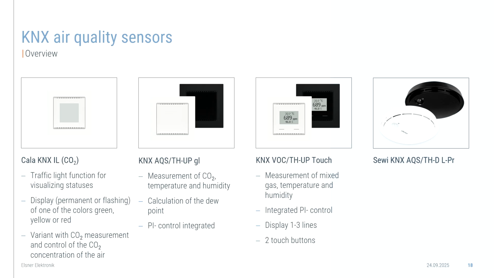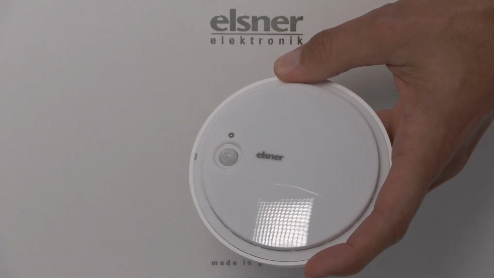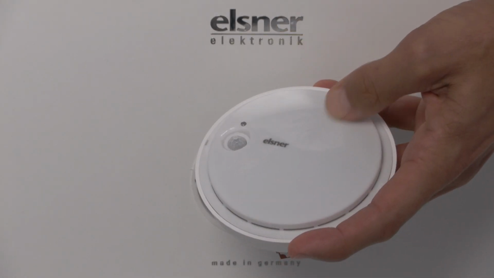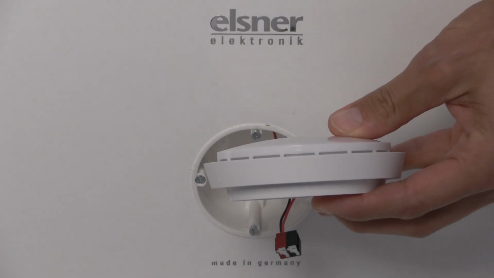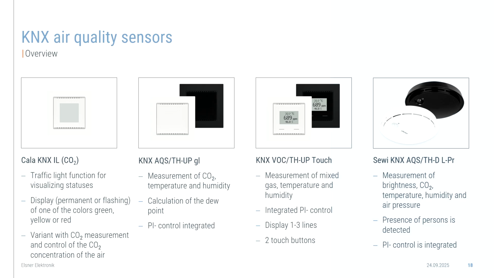The fourth product is our CEVI KNX AQS THD LPR. You can see it here. We have it in white and black as well. As you can guess, it's for the ceiling mount and it has a measurement of brightness, CO2, temperature, humidity and air pressure. And of course it has the presence of persons in it and the PI control.